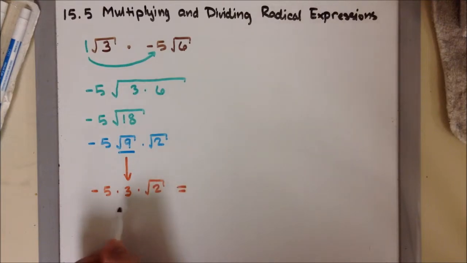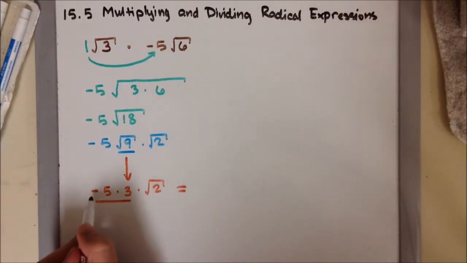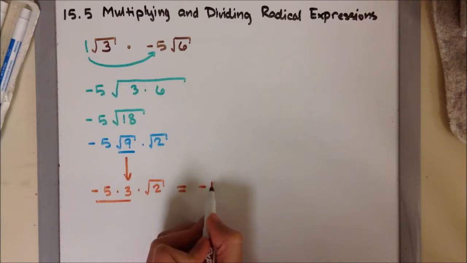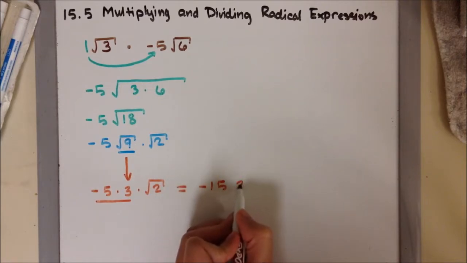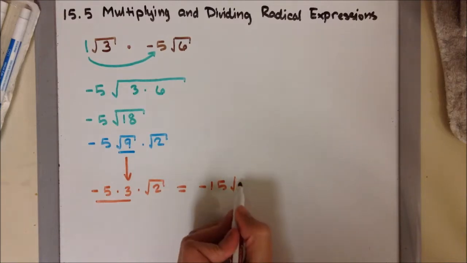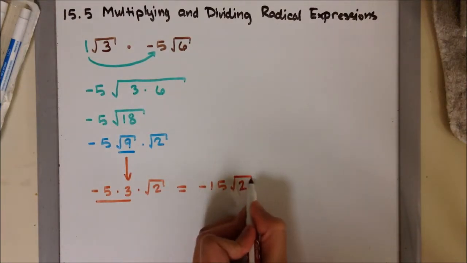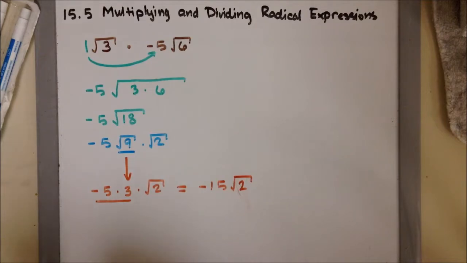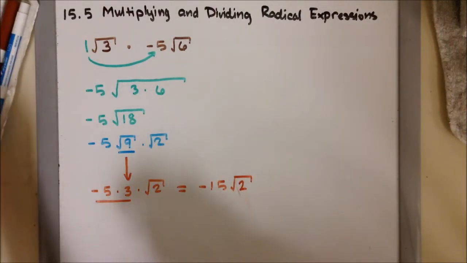So when you multiply, I'm going to multiply these two numbers. So negative 5 times 3 will be negative 15 and square root of 2. So that will be my final answer. Let me box that up.